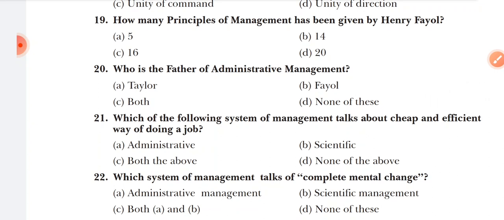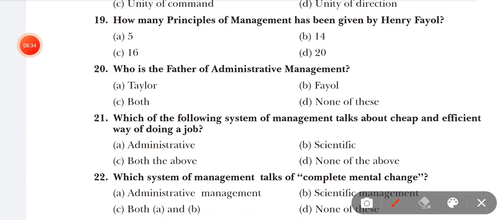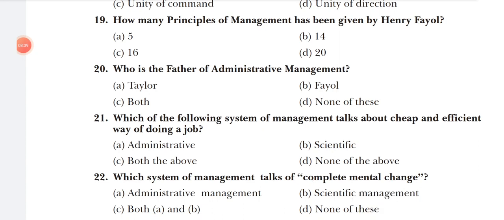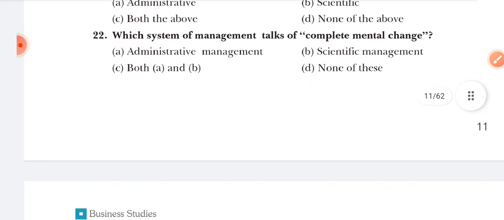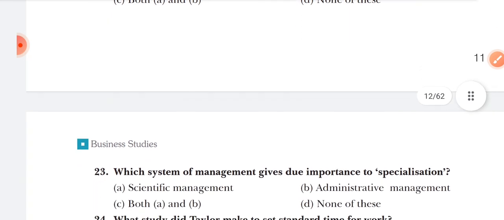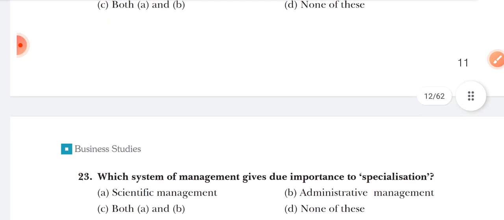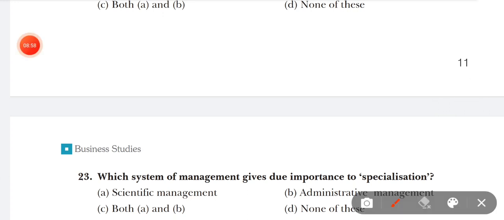Now question number 22. Which system of management talks of complete mental change? And the correct answer of this question is option B, scientific management. Now question 23. Which system of management gives due importance to specialization? And the correct answer of this question is option A, scientific management.